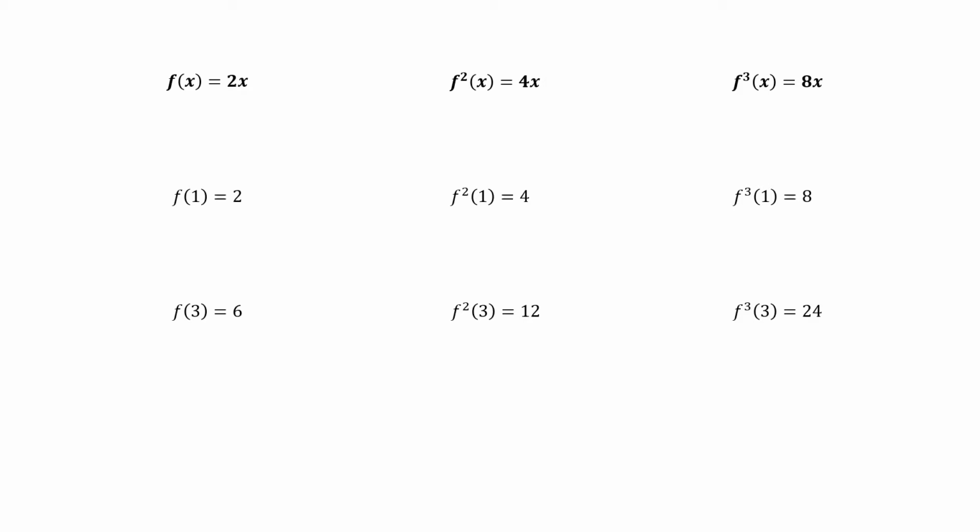Some functions are also created in such a way that when there are certain values of x where, for example, f2 of x equals x, then it would create a cycle between x and f of x.